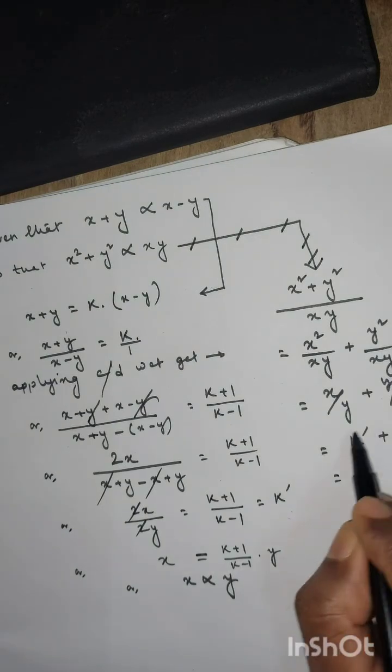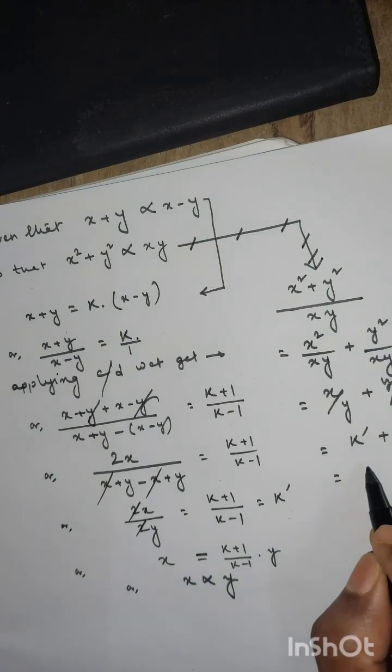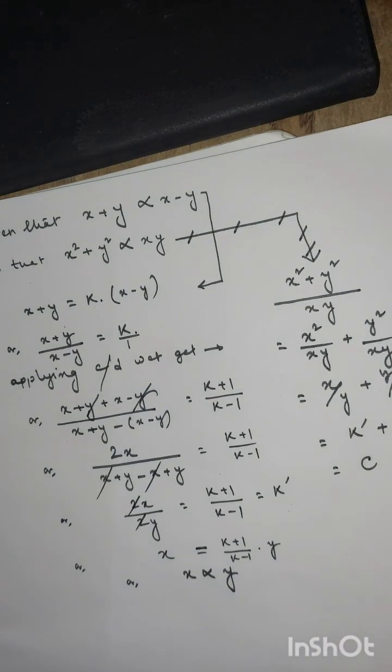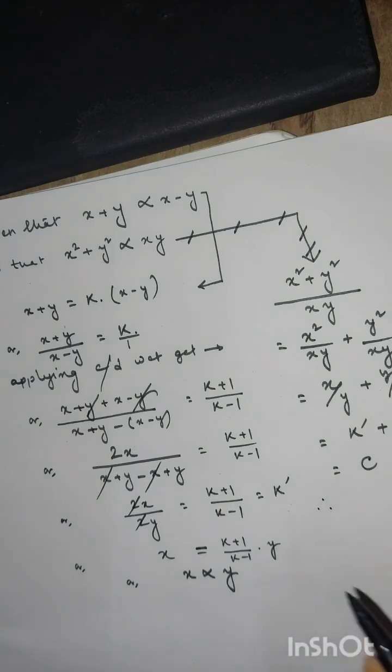So obviously this is a constant. So we can write this constant as c. Therefore we can say x square plus y square, this quantity is obviously directly related to the quantity xy.